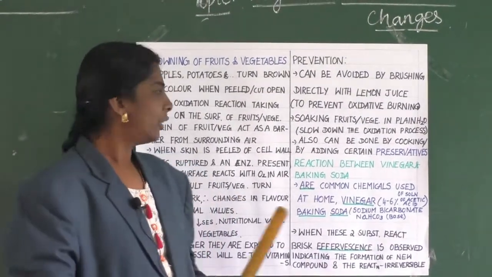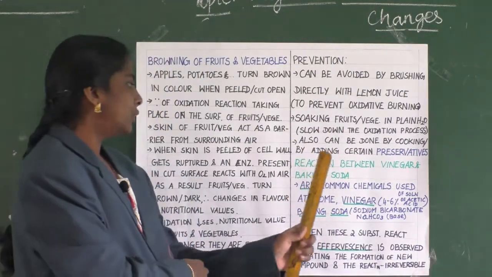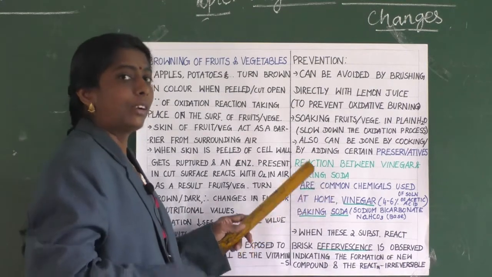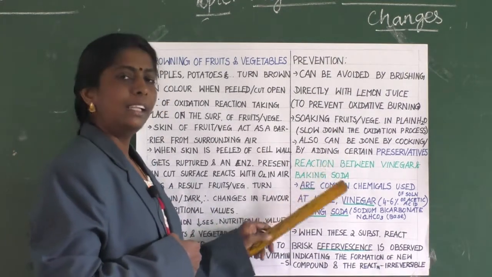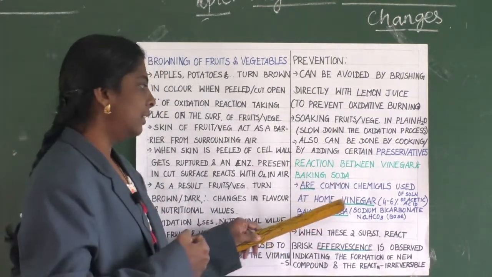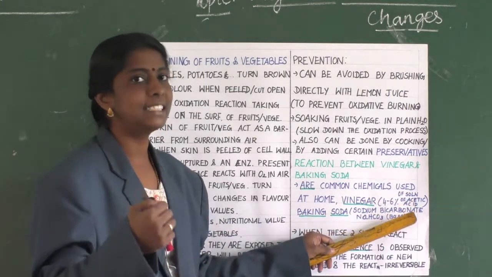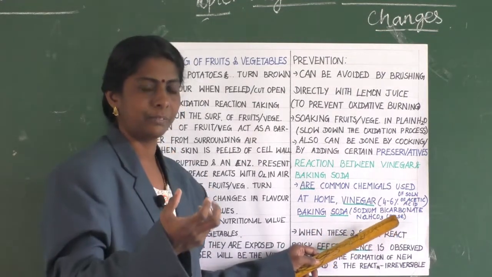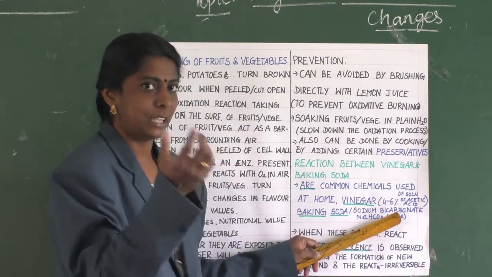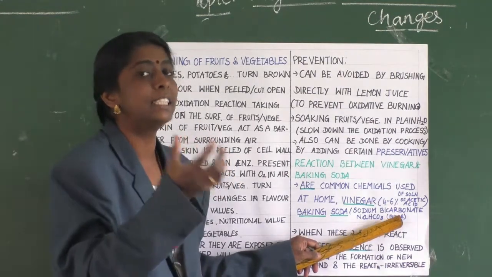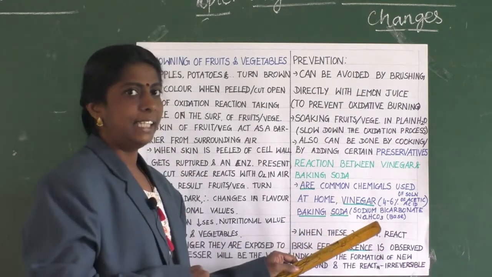Now let us learn about the reaction between vinegar and baking soda. They are common chemicals which are there at home, is it not? Vinegar and baking soda. So what is vinegar? Vinegar is nothing but a 4 to 6% solution of acetic acid. So basically it is an acid. 4 to 6% means out of 100 ml, it is 4 to 6% acetic acid. Clear?